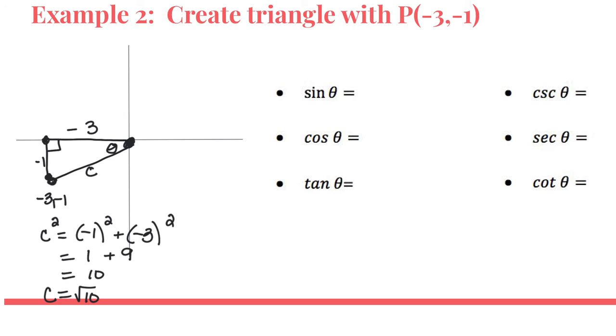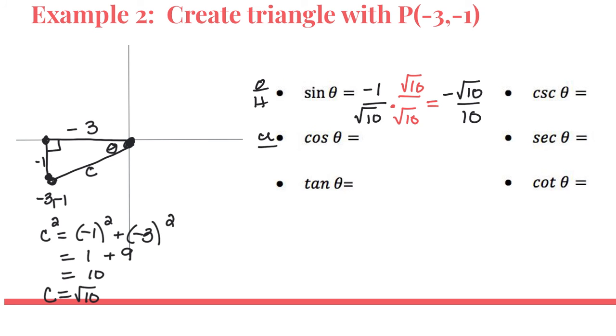So sine ratio is opposite over hypotenuse. So from that angle, the opposite side is -1, and your hypotenuse is square root of 10. Again, we want to make sure we don't leave a radical in the denominator, so we're going to rationalize. And that gives us our final answer of -√10 over 10.